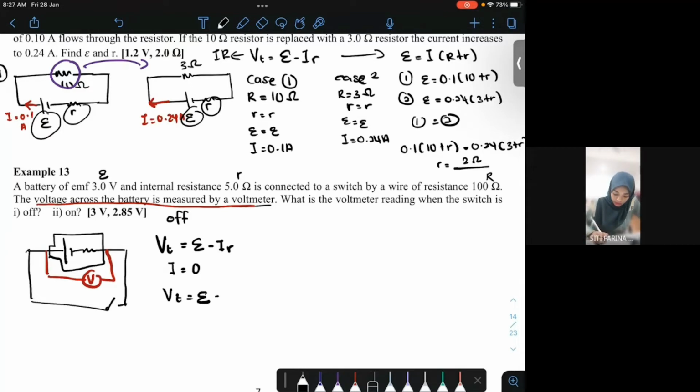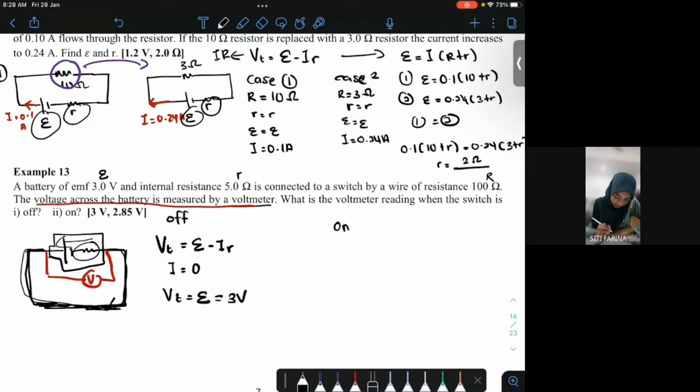So which is 3. This is because there is no current passes through. Tak ada current yang akan limpas keluar. So you don't have to overcome this resistance ataupun resistance dekat luar ini sekalipun. Okay, bila kita switch on pula, it's a complete circuit. Kita dah switch on, complete circuit, current wajib keluar.